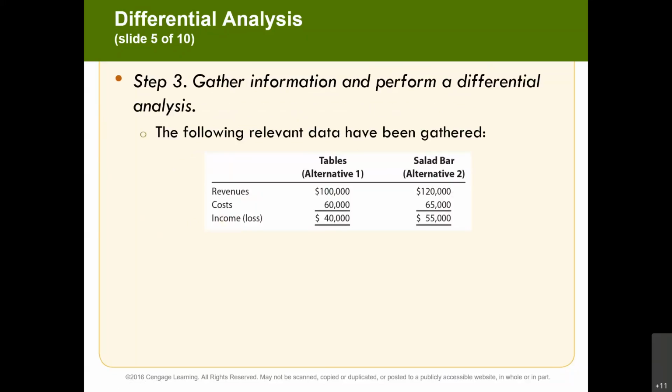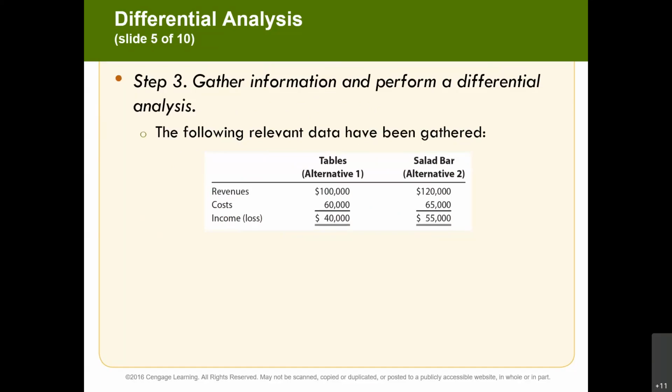Okay, so let's look at it by gathering some potential information here. So alternative one is we have our current seating arrangement. Our revenues would be $100,000. Our cost would be $60,000, leaving us with an income of $40,000. Of course, you get that by taking your revenue minus your costs or expenses to get your income. So that's alternative one, to leave the tables as they are.